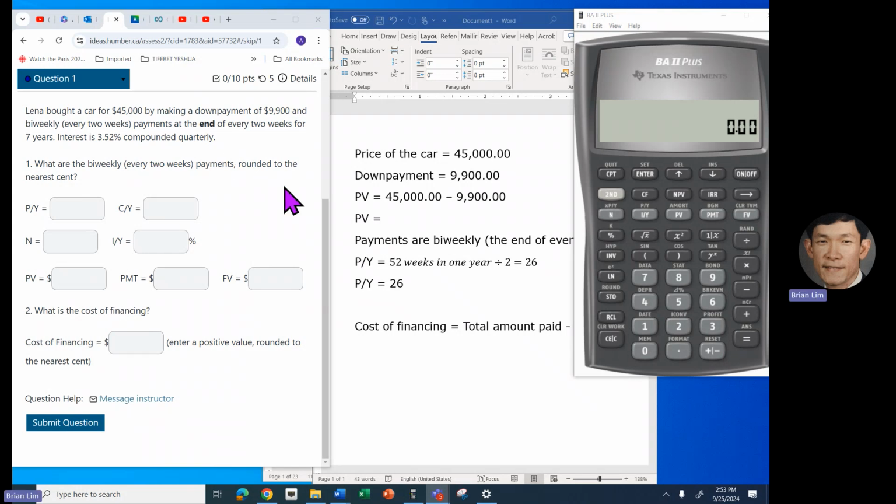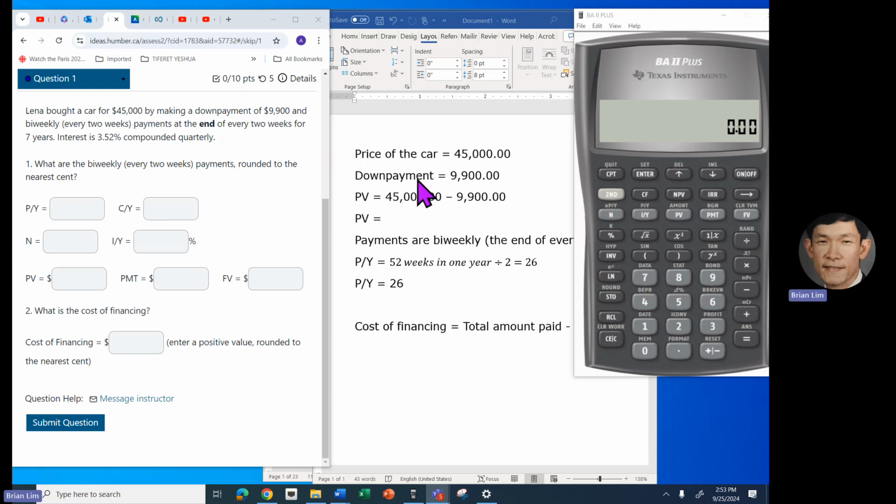Okay, let us have a look at this question. Lena bought a car for $45,000 by making a down payment of $9,000 and biweekly payments, every 2 weeks, at the end of every 2 weeks for 7 years. Interest is 3.52% compounded quarterly. What are the biweekly, or every 2 weeks, payments rounded to the nearest cent?